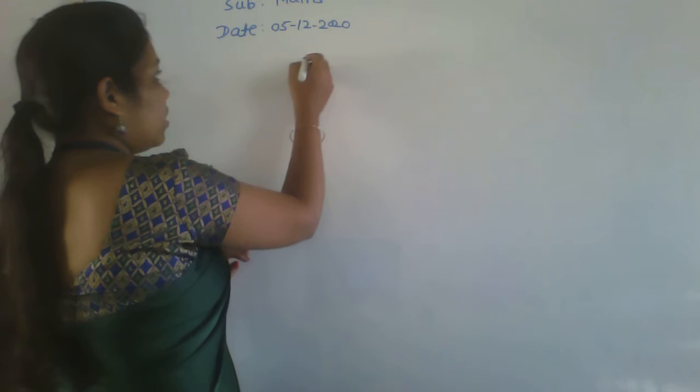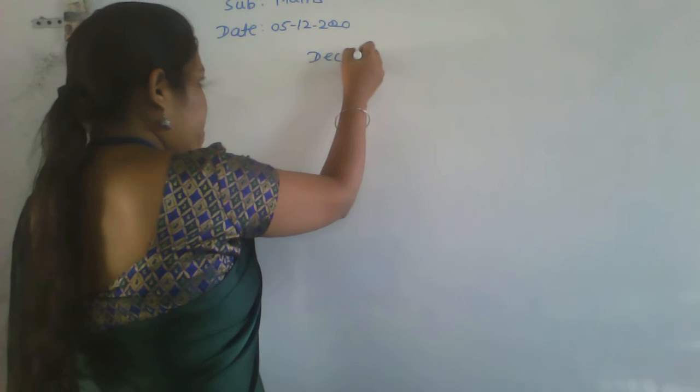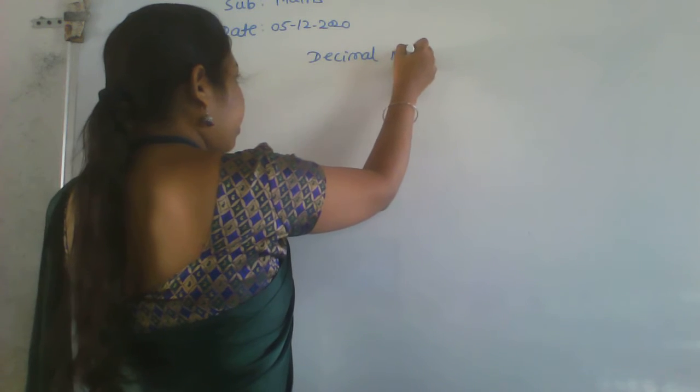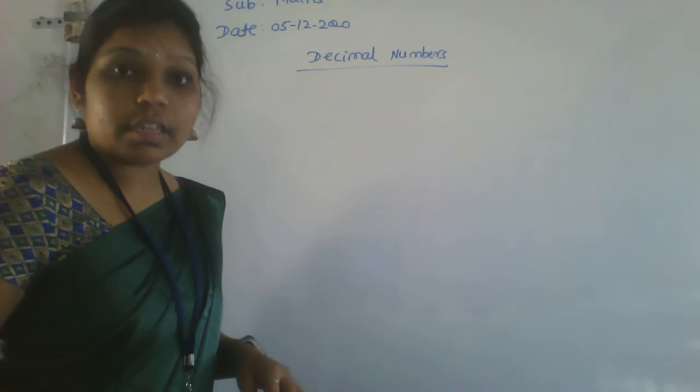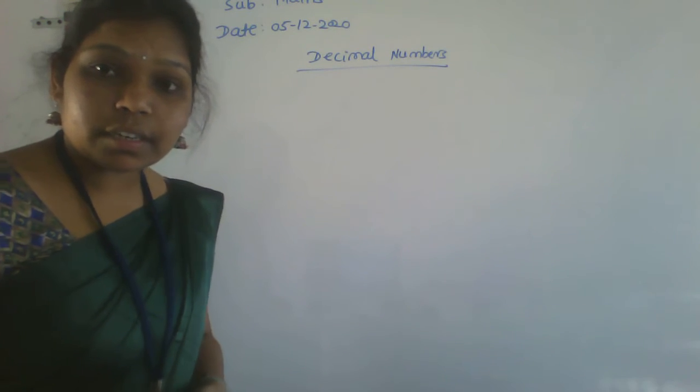Recalling the decimal numbers. You know, right? Today we'll start with exercise 2.4 only. I hope everyone knows that one. That is a decimal number. How to compare decimal numbers? You know that one, right? So see here, decimal numbers. How to compare the decimal numbers here?